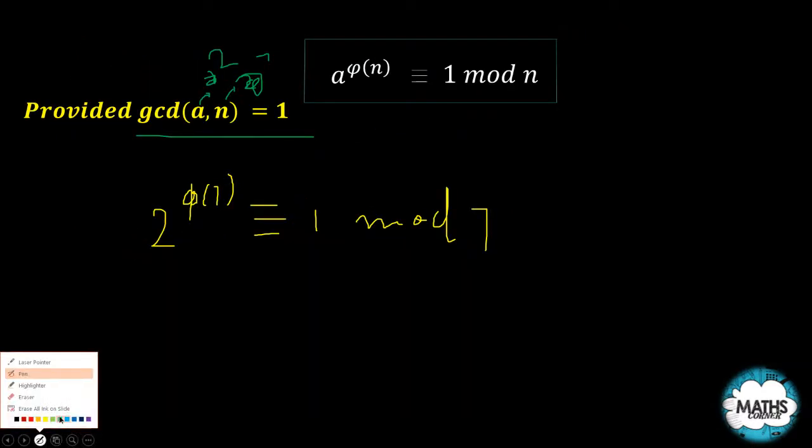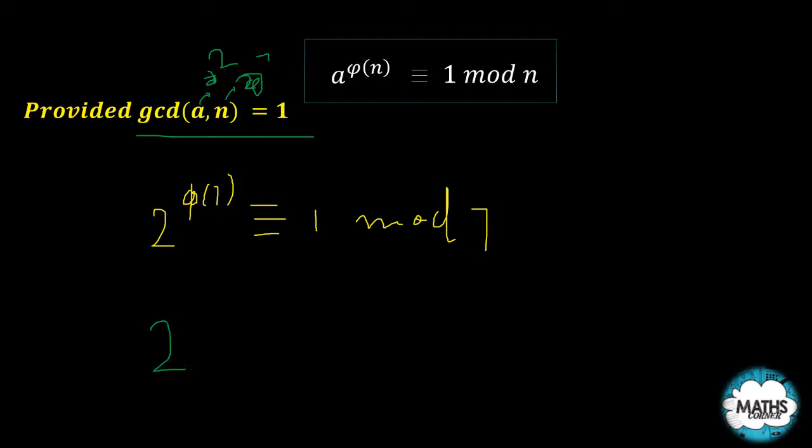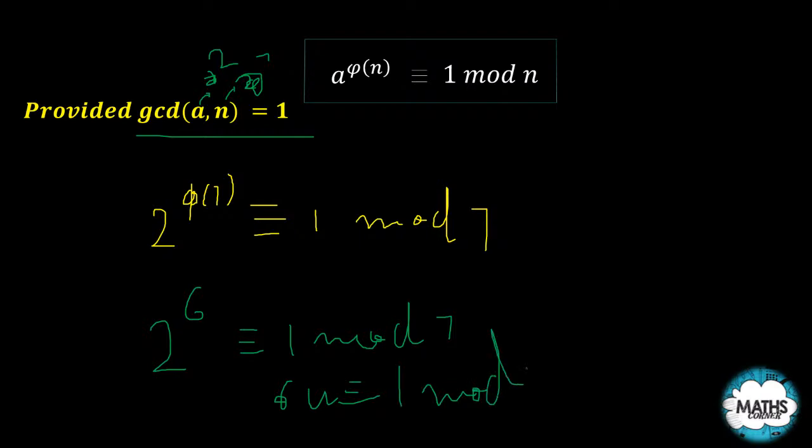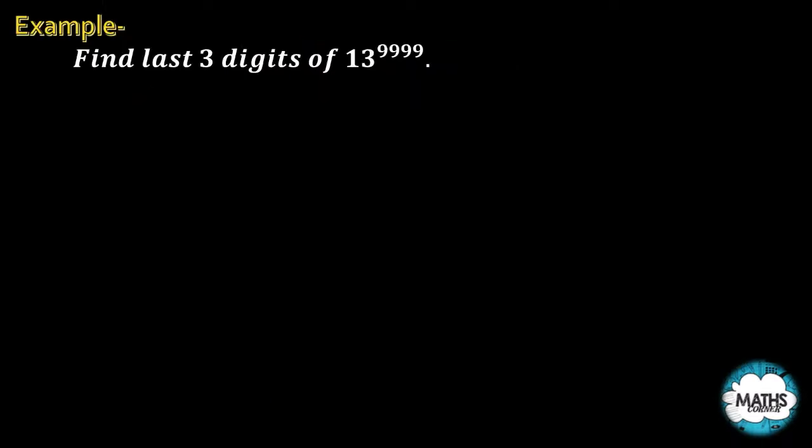As 7 is a prime number, phi of 7 will be 6, so 2 to the power phi of 7, which is 6, should be congruent to 1 mod 7. Now 2 to the power 6 is 64, which is congruent to 1 mod 7. Yes, it is also true that when 64 is divided by 7, the remainder is 1 only. So this Euler's theorem is applicable everywhere, provided that GCD of a comma n is 1. So now let us try with an example.